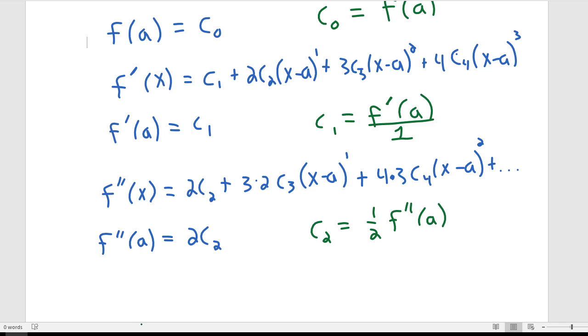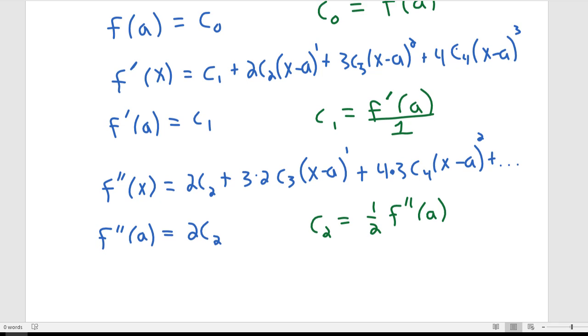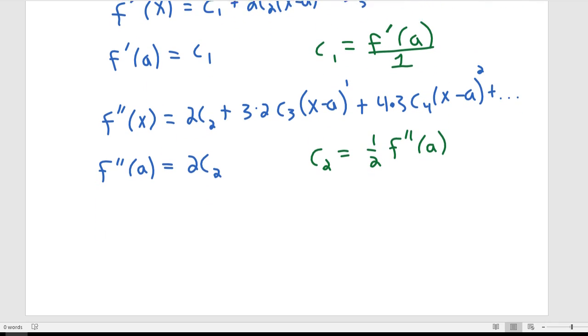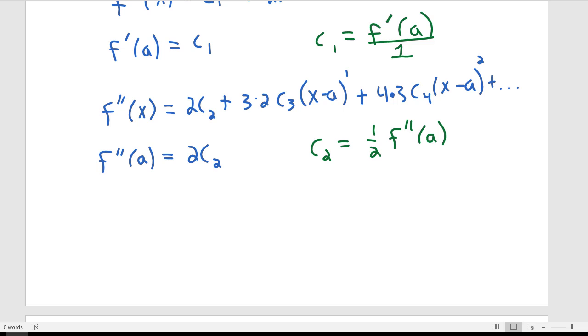Let's continue a couple more times and let's see if that pattern really fits. So let's find the third derivative. We want the third derivative of the function to equal the third derivative of that infinite polynomial.